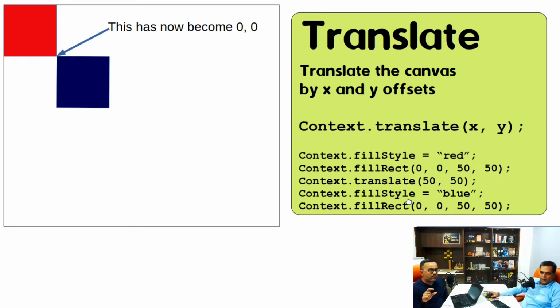So what would be the advantage? I can also directly draw a fill rect starting at 50, 50, right? Yes, you could do that.